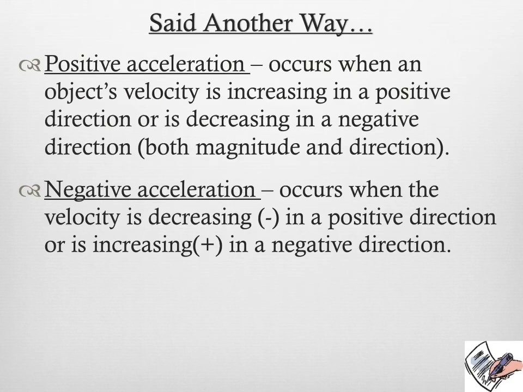You're going to have negative acceleration when the velocity is decreasing in a positive direction. So the velocity is still going to the right, but of course, since it's slowing down, it's going to be negative acceleration. Or if something's increasing in a negative direction, so it's going left and then it's speeding up left, then we have a negative acceleration.